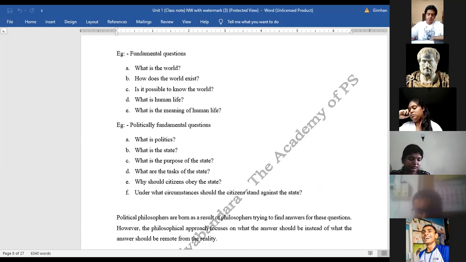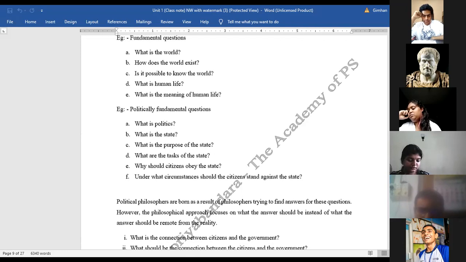For example, fundamental questions: What is the world? How does the world exist? Is it possible to know the world? What is human life? What is the meaning of human life?